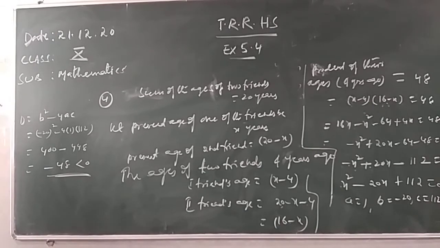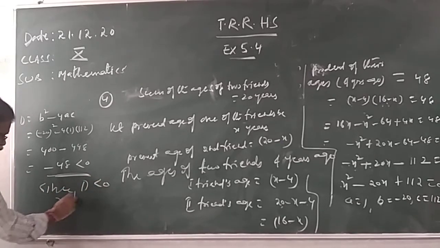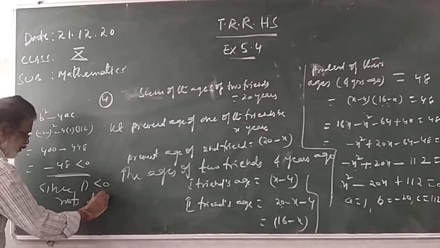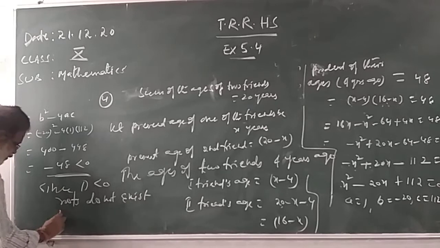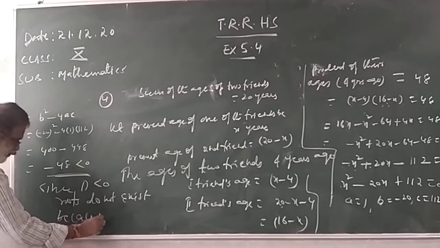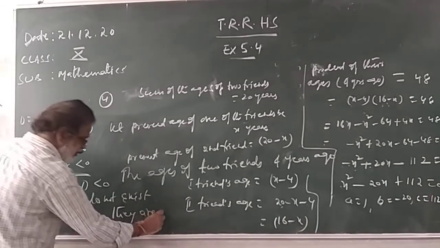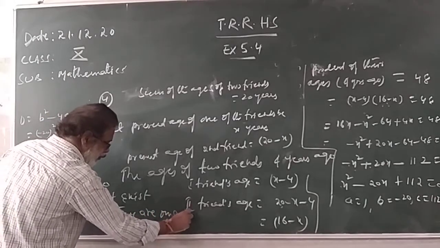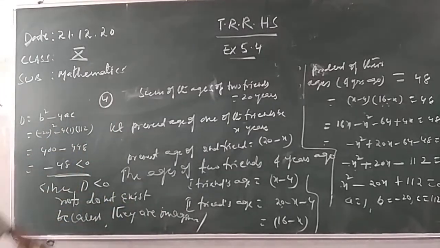Roots do not exist, because we got a negative value for the discriminant. Since D is less than 0, roots do not exist, because they are imaginary. Imaginary or complex, or no real roots. Like this you can verify.